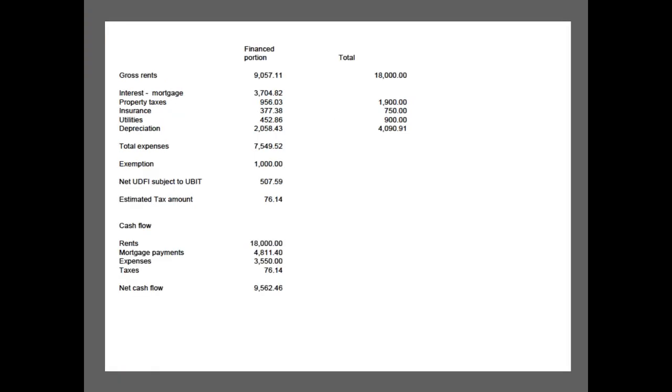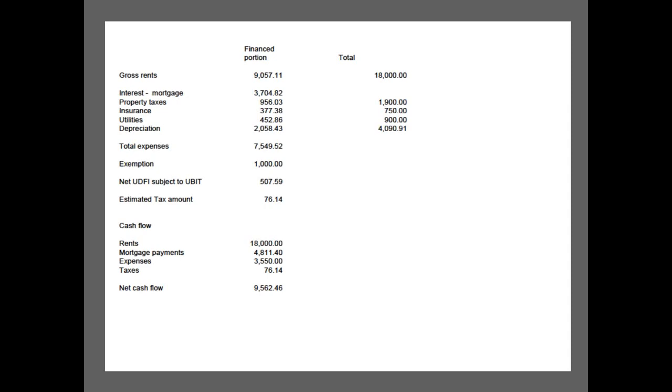So here's just an example of the cash flow in year 1 and actually computing that UDFI tax. All right. Over on the right, you can see we have the $18,000 a month rent. We have the total number of the taxes, insurance, and the expenses. So over here in the finance portion, we simply take those totals and we multiply them times that percentage that we just did in the previous slide. All right. So the amount of rent that are attributable to the debt is the $9,057.